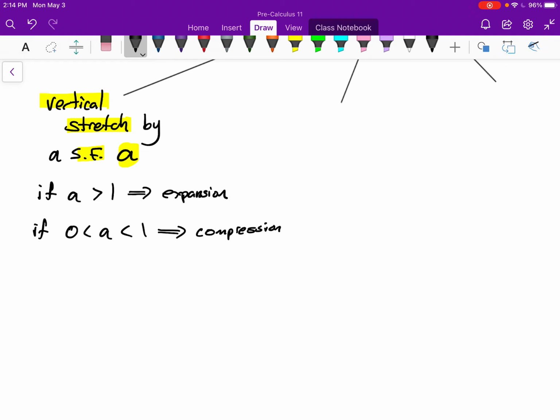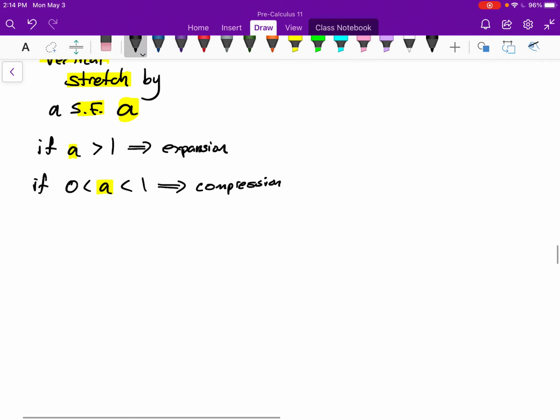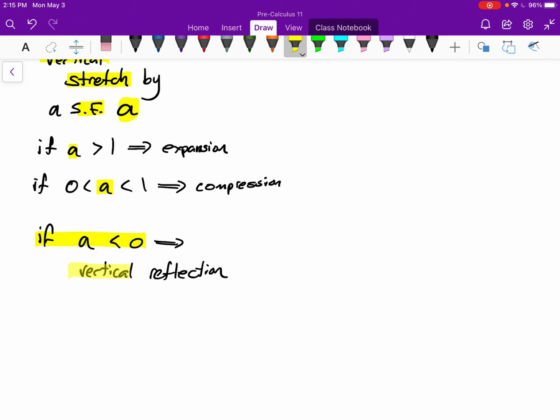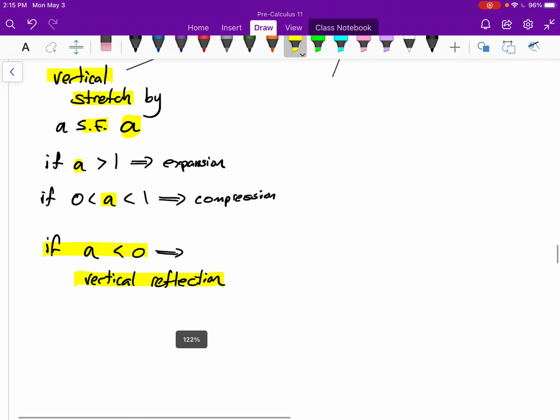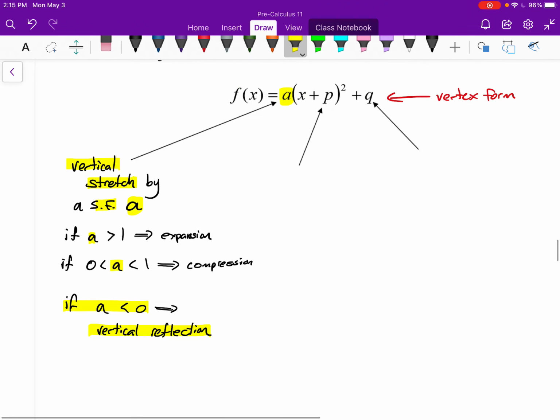And again, we've seen a few examples of all of these. And lastly, if a is negative, then there is a vertical reflection. So that one number in the front tells us a lot. If you had a number like -6, it's being reflected vertically and stretched by a scale factor of 6. So it's flipped upside down and stretched a whole bunch away from the x-axis.